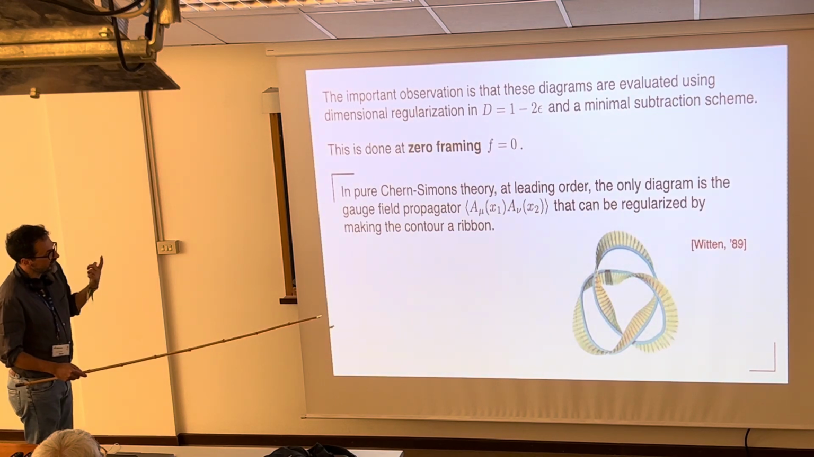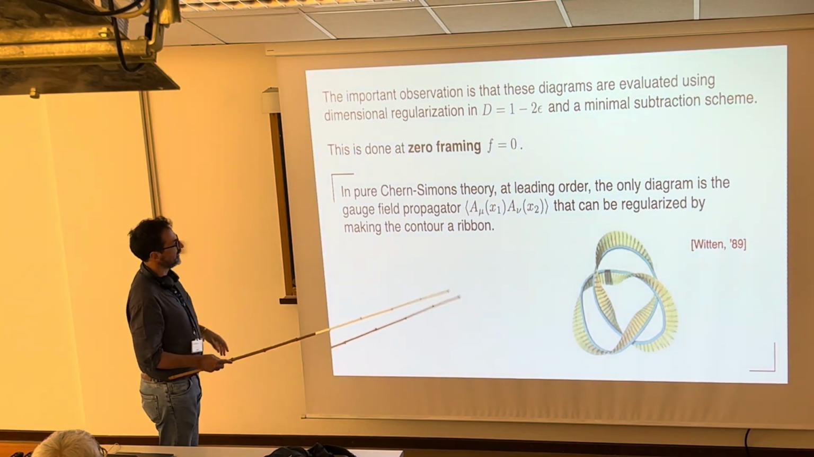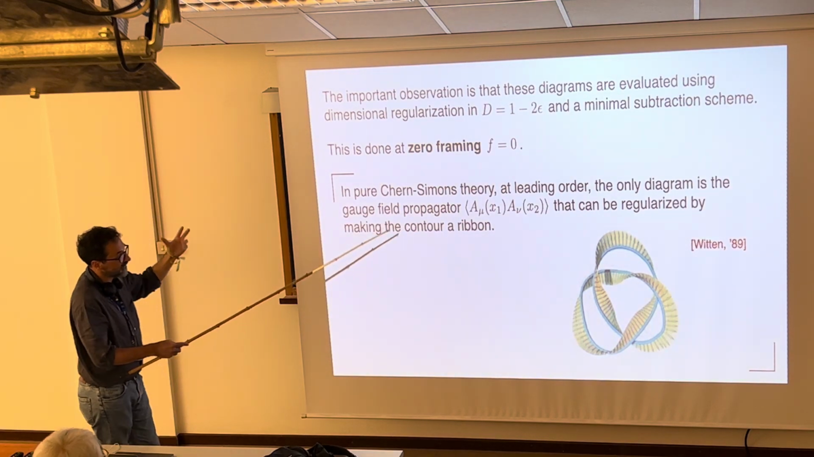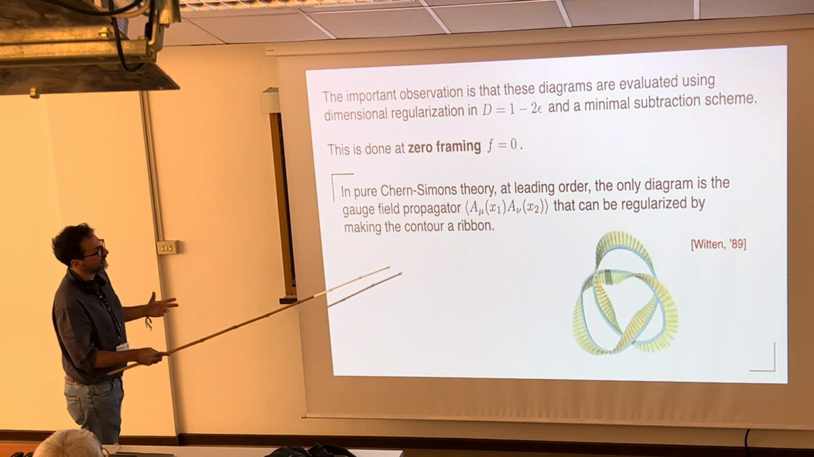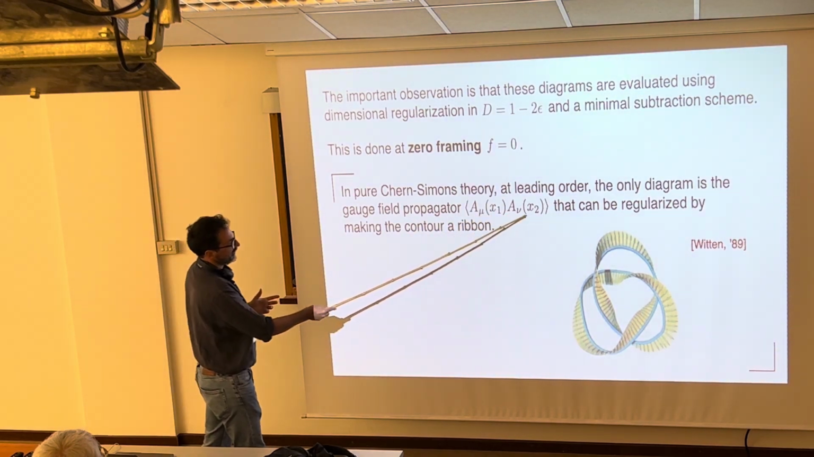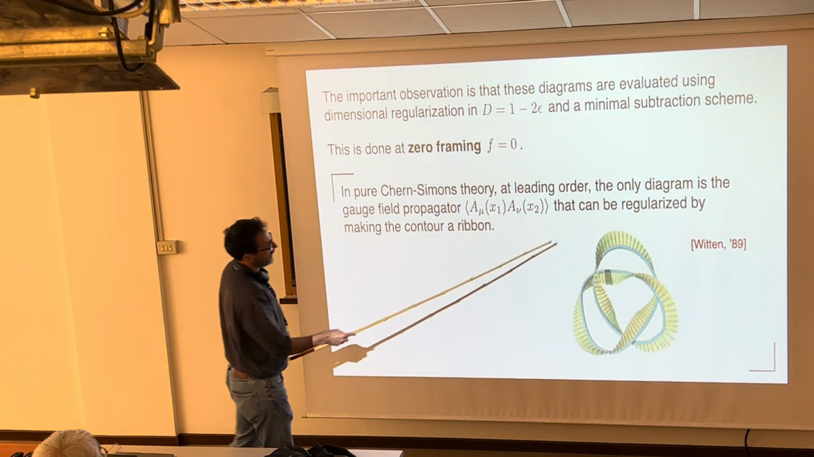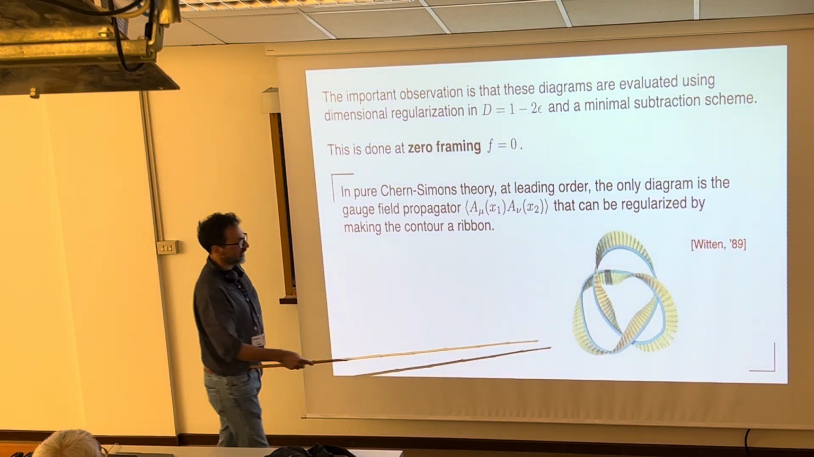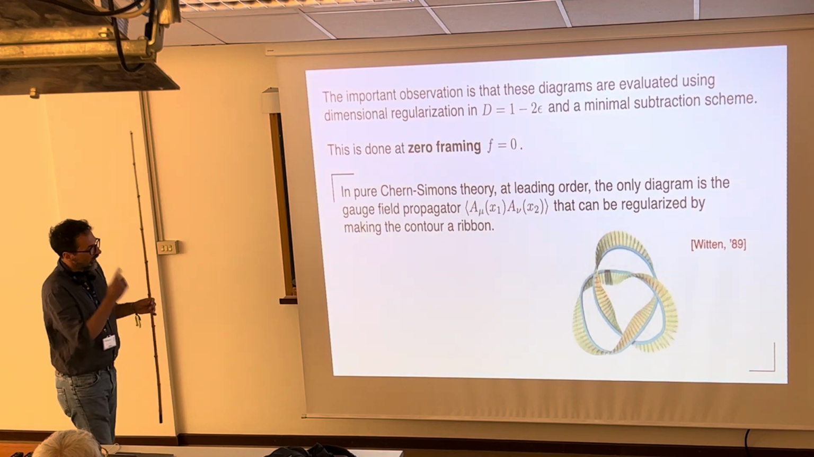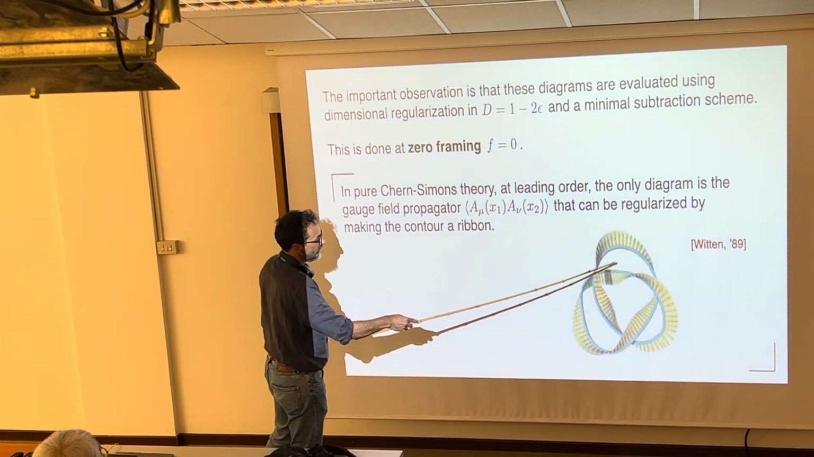So, what is framing? In pure Chern-Simons theory, in knot theory for example, at leading order the only diagram that you have is the gauge field propagator between two points. And you can regularize this by making the contour a ribbon. Of course, you can do it in many ways. And by doing this, you introduce framing.